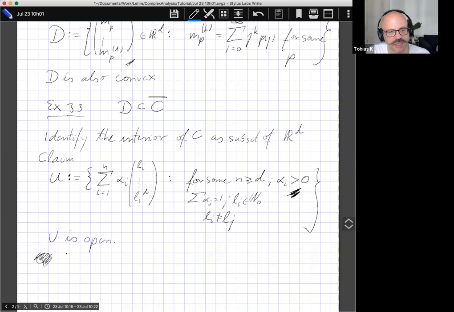And I want actually to prove that this is really an open set in the topology. So the first thing you have to note is that the collection of vectors L1 to the power d up to, let's say, L_d to the power d are linearly independent.